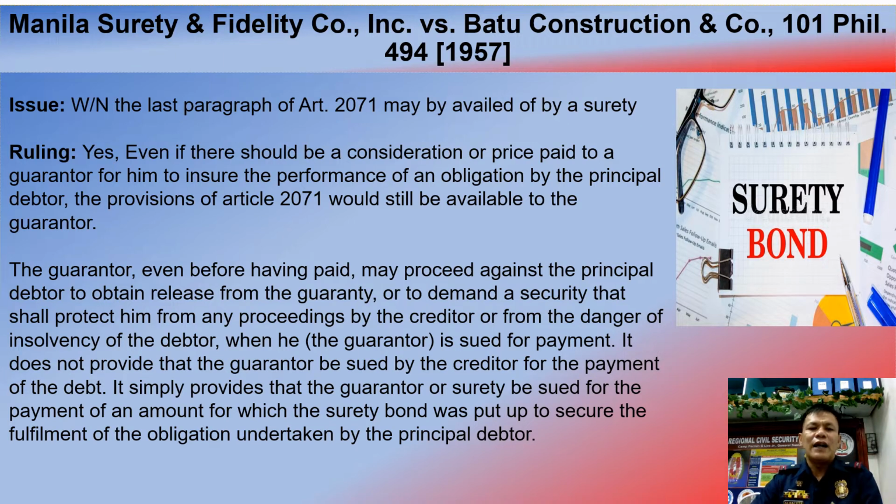When he, the guarantor, is sued for payment, it does not provide that the guarantor be sued by the creditor for the payment of the debt. It simply provides that the guarantor or surety be sued for the payment of an amount for which the surety bond was put up to secure the fulfillment of the obligation undertaken by the principal debtor.